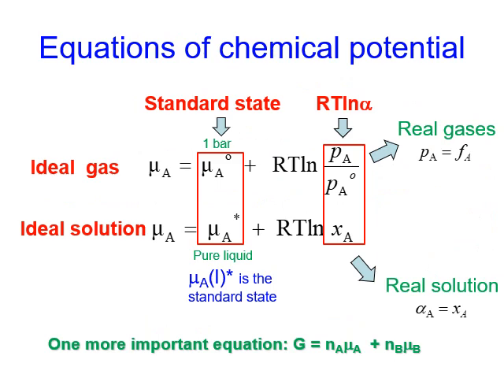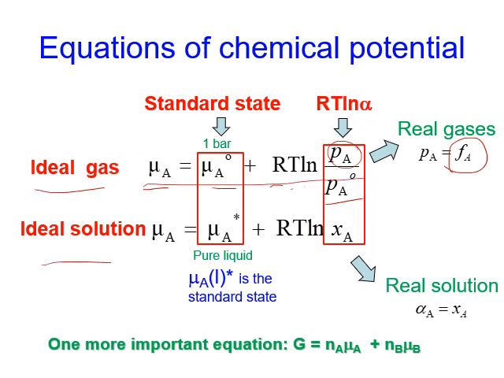Let's summarize the equations to calculate the chemical potentials. For an ideal gas, the chemical potential of A equals the standard state chemical potential of A plus RT ln partial pressure PA divided by 1 bar. Now, if it's not an ideal gas, we should use effective pressure or fugacity to replace the partial pressure of A, so that this equation is still valid for a real gas.